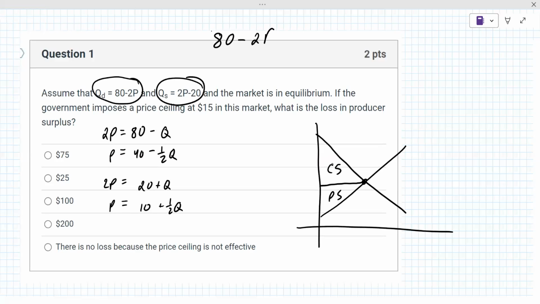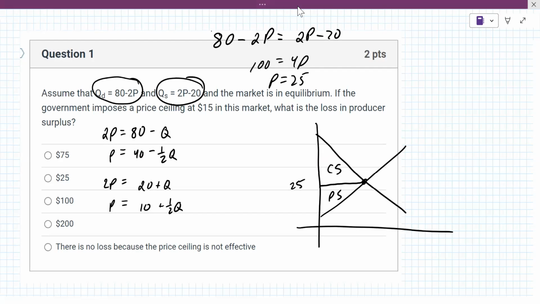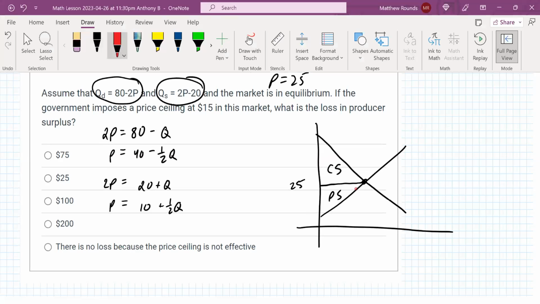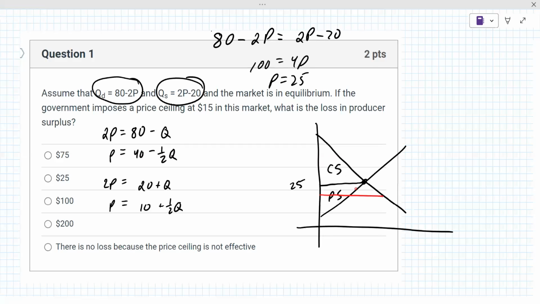80 minus 2P equals 2P minus 20. 100 equals 4P. P equals 25. So the equilibrium price here is 25. If you impose a price ceiling at 15, that is going to be problematic because it's below there. And when it's lower in this case, you really want to charge more than that, but you can't. So it is binding. So that's not the case there.